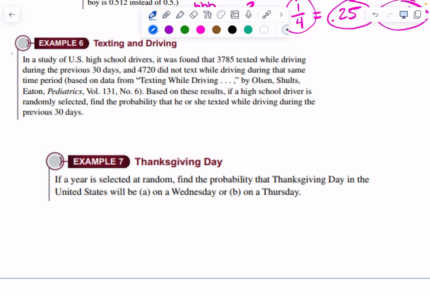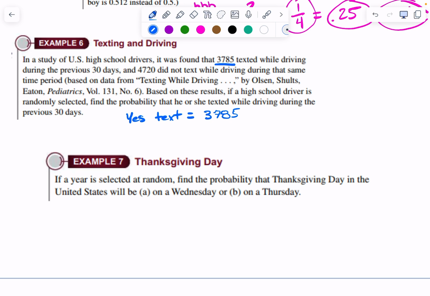All right, 2 left. Example 6, texting and driving. In a study of U.S. high school drivers, it was found that this many texted while driving. That's a lot. Actually, I saw a guy who was texting on the interstate. Interstate's dangerous.